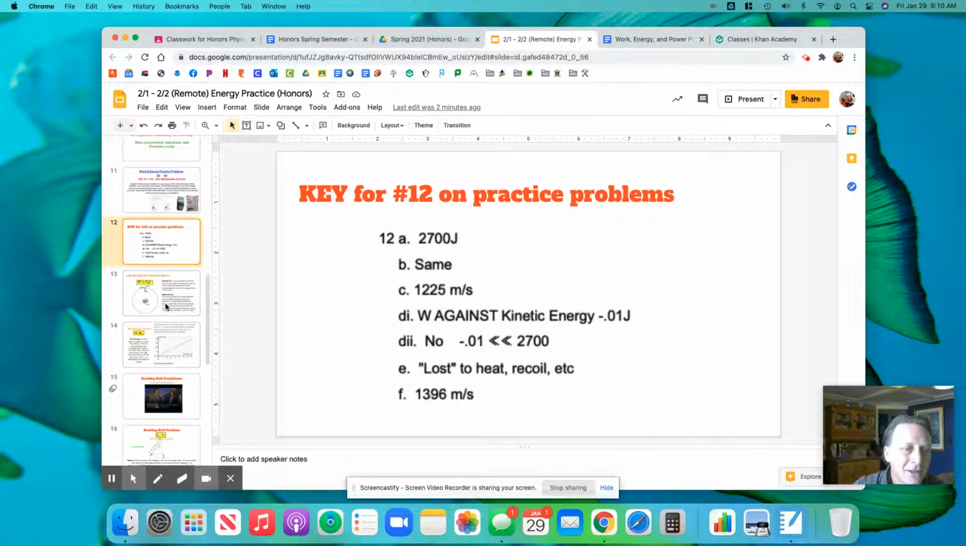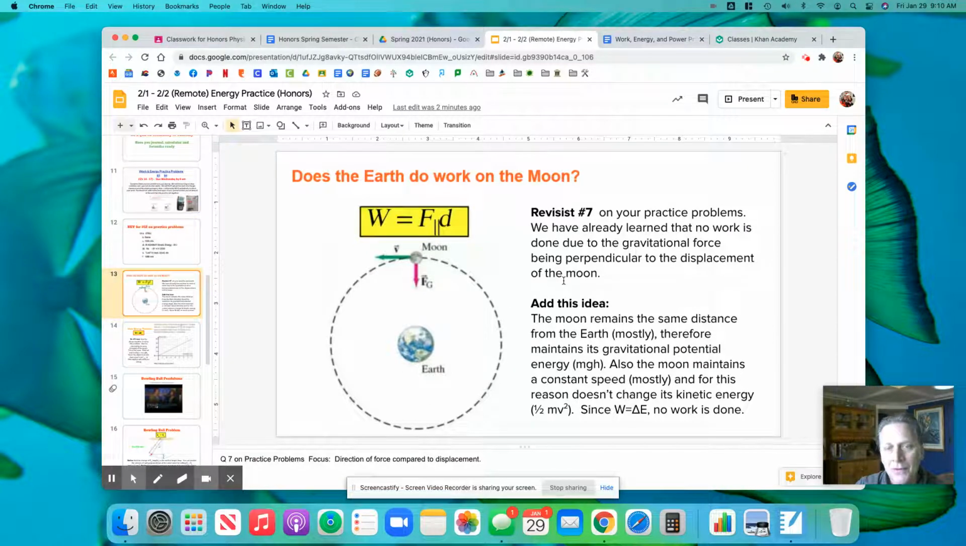Okay. All right, let's go ahead and revisit number 7. Number 7 was asking, does the Earth do work on the moon as it goes through its orbit? And we said no due to the perpendicular relationship between force and distance. But now that we've looked at work and energy, we can also define work as changes of energy. In this case, when the moon goes around the Earth, it's maintaining a constant radius, give or take a little bit, and as it maintains its constant radius, we would say that it's not changing height.